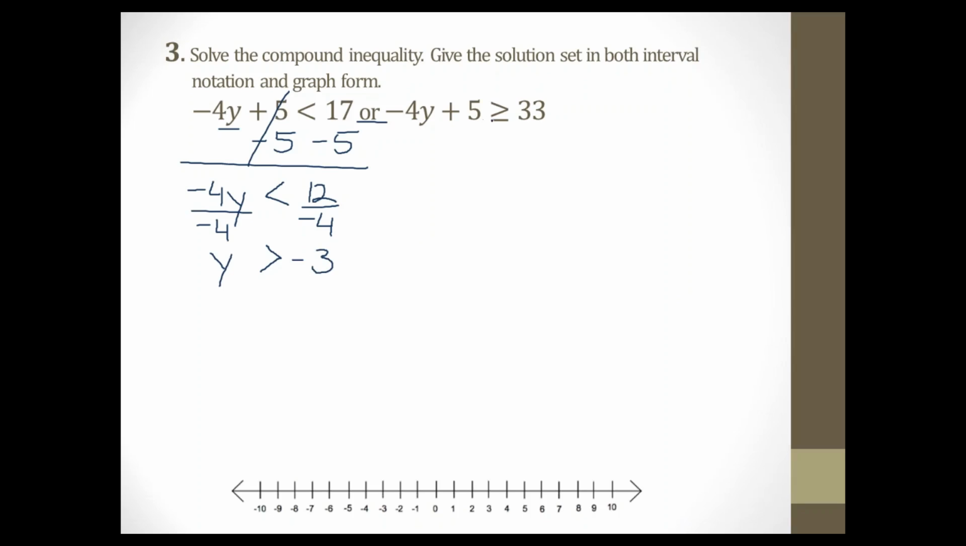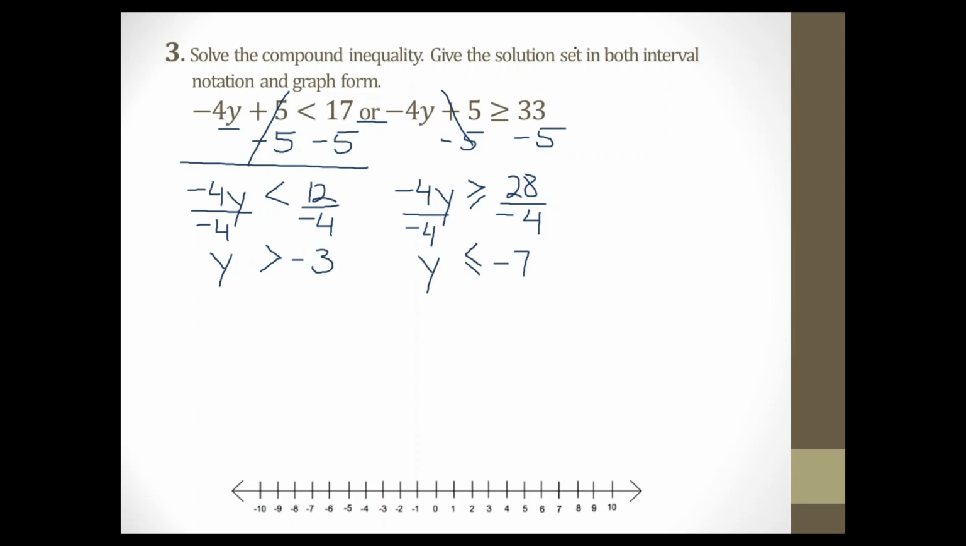Now solving the right side, again subtracting 5 from both sides, and we are left with -4y is greater than or equal to, and 33 minus 5 is 28. Last step, dividing by -4. Again, we're dividing by a negative number. We have to flip the sign in the opposite direction. So this side is just y, and 28 divided by -4 gives me -7.